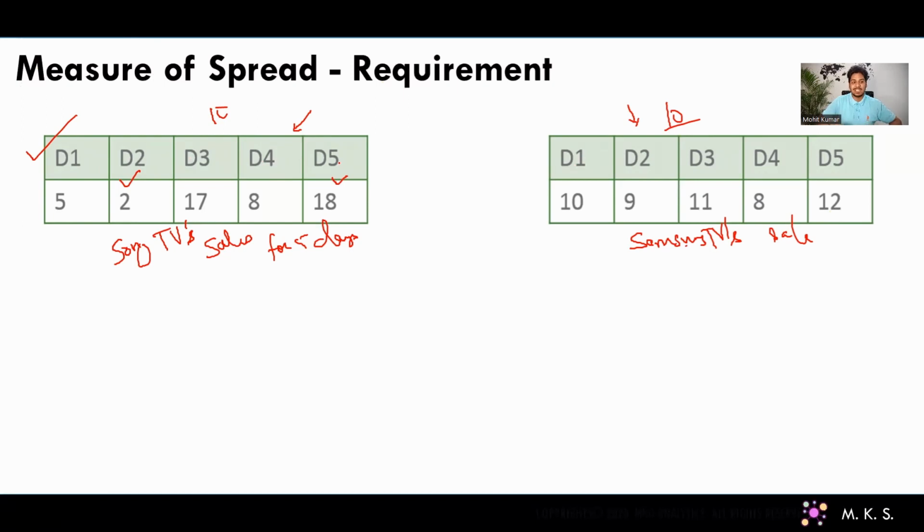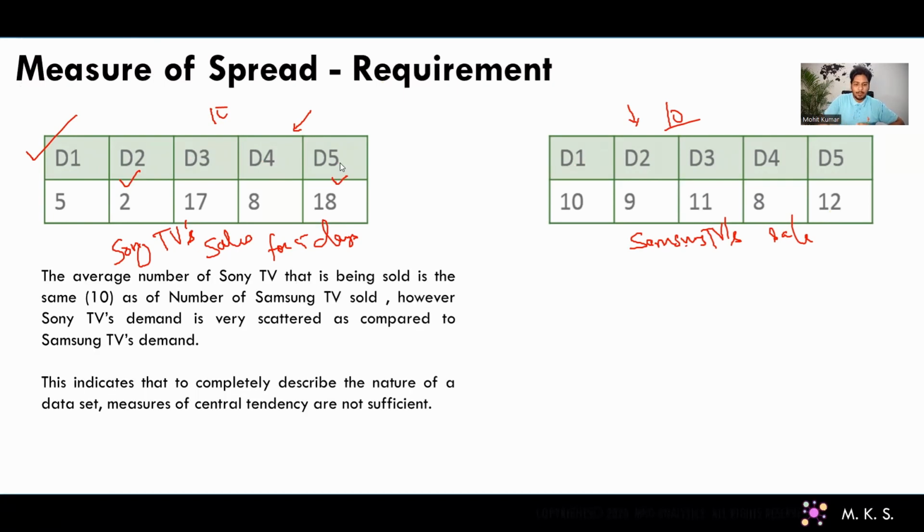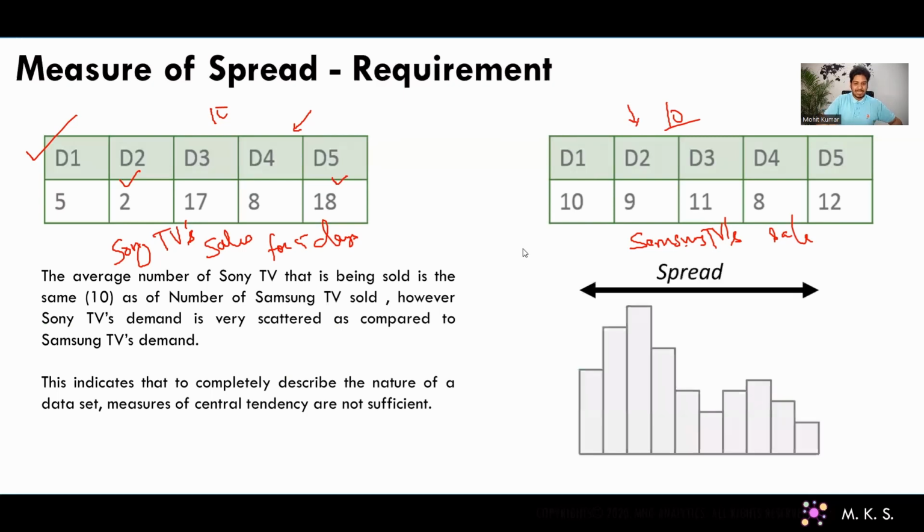So that is the reason why we need measures of spread despite having all these central tendency measures, right? I hope this particular point is clear. So here in this particular case, we can say the values are very much spread or scattered from the mean. And in this case, Samsung's TV sales data, we have all the values surrounding the mean, right? So that is the reason why we need measures of spread. I hope this point is clear. Now let's look at each one of the spread measures one by one.